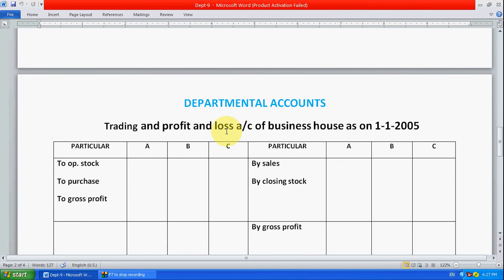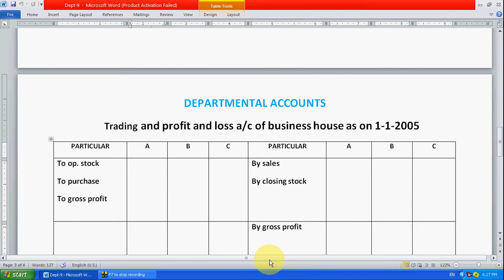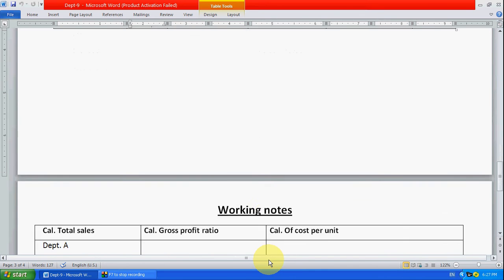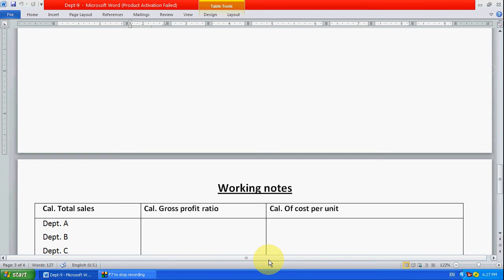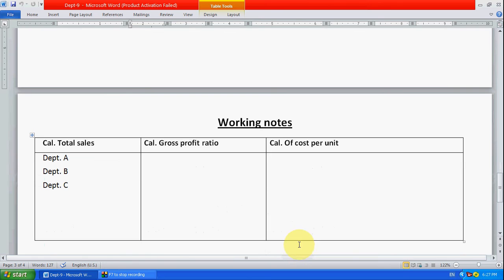First, the departmental trading and profit and loss account of the business house as on 1st January 2005. First we have to write the opening stock, but it is in units, not in amount, meaning prices. So first we have to calculate the cost per unit. For this purpose, we first have to calculate the total sale amount.